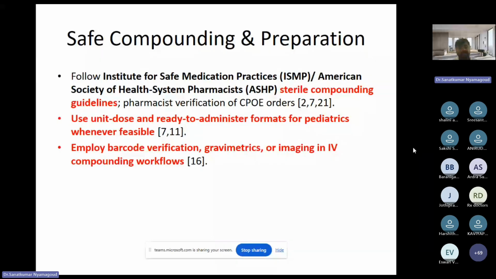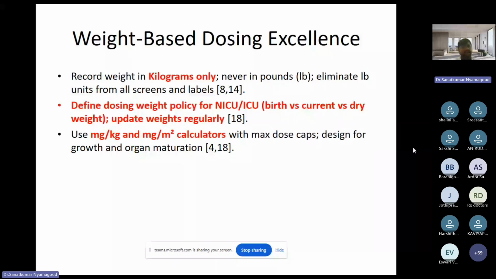So it is better that whenever you dispense a medication, you try to do a barcode verification, use gravimetrics, and use IV compounding workflow images. So it is better for us to know that the particular patient is actually receiving the particular compound which is formulated by you. Then, as I discussed, weight-based dosing is an excellent procedure which we follow.